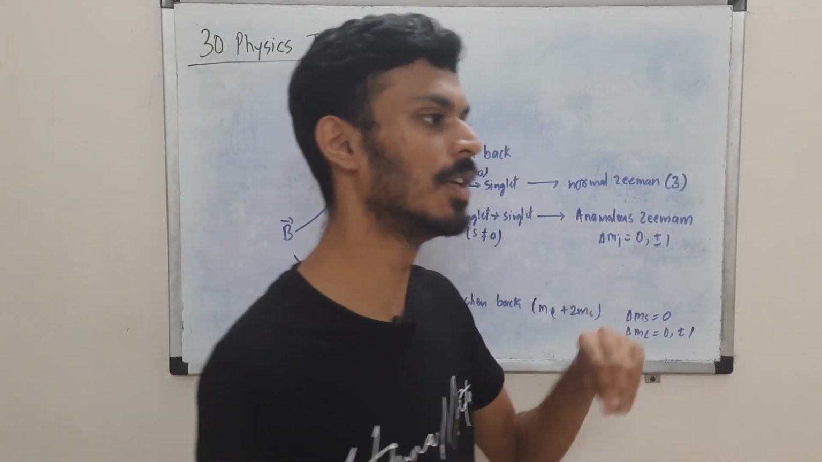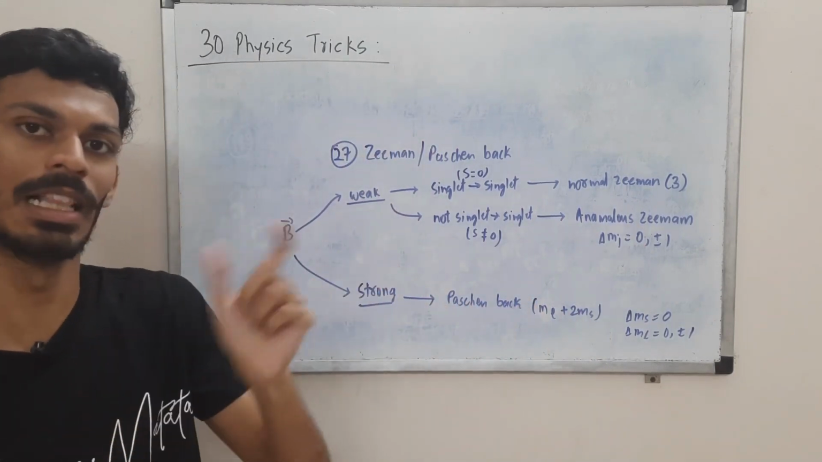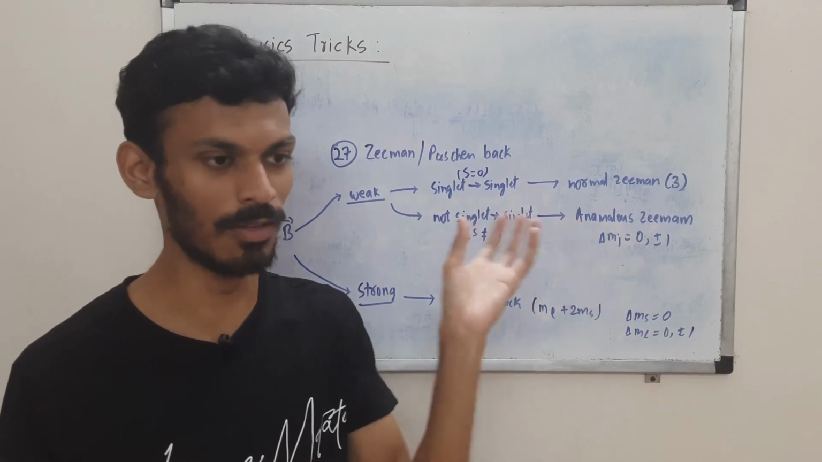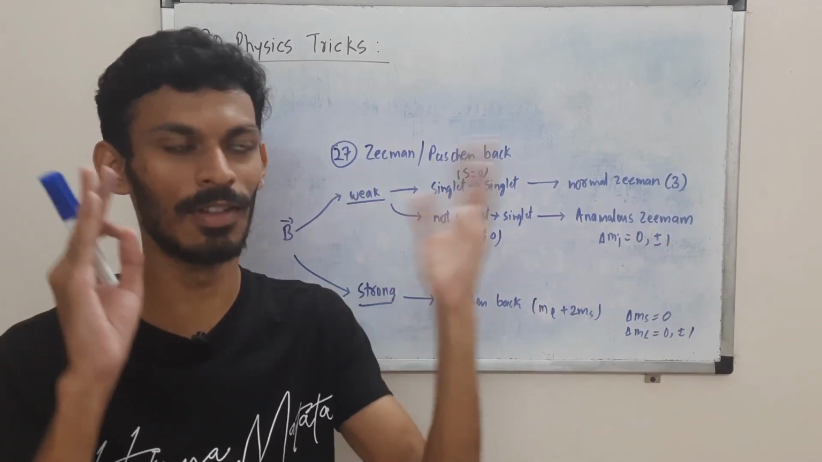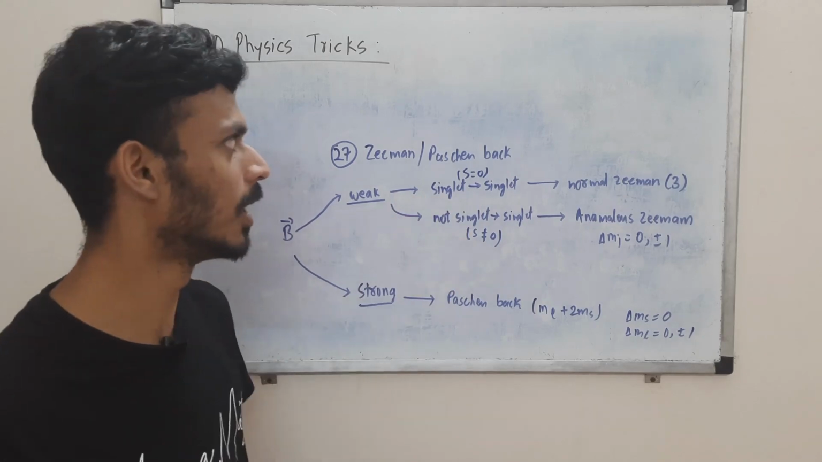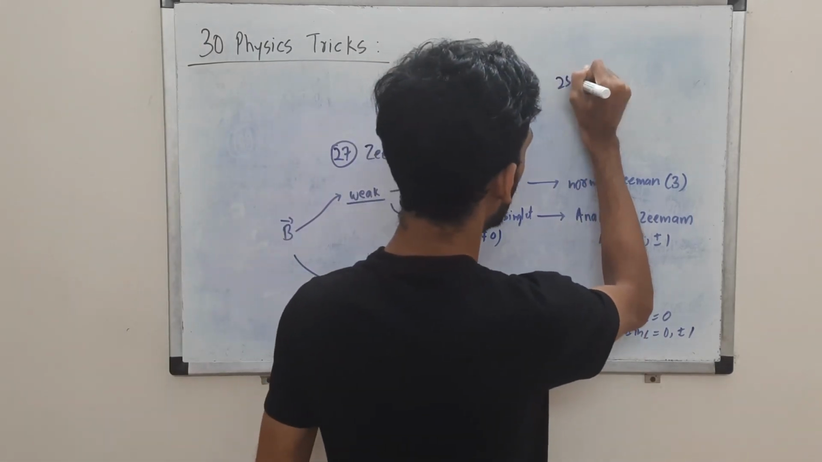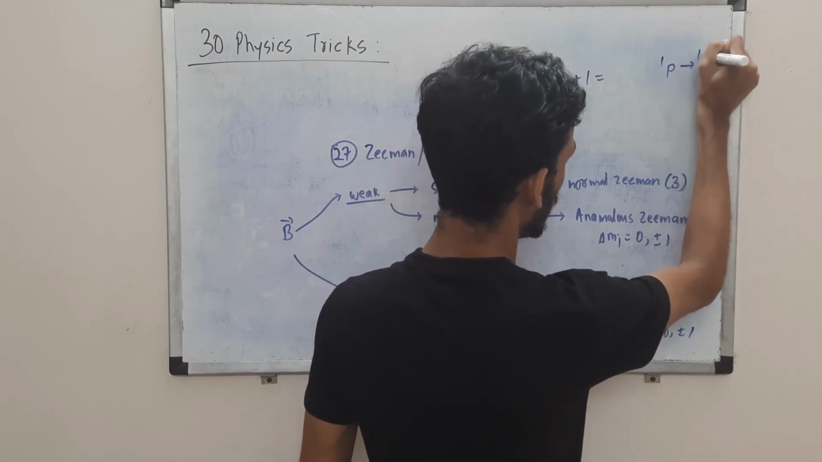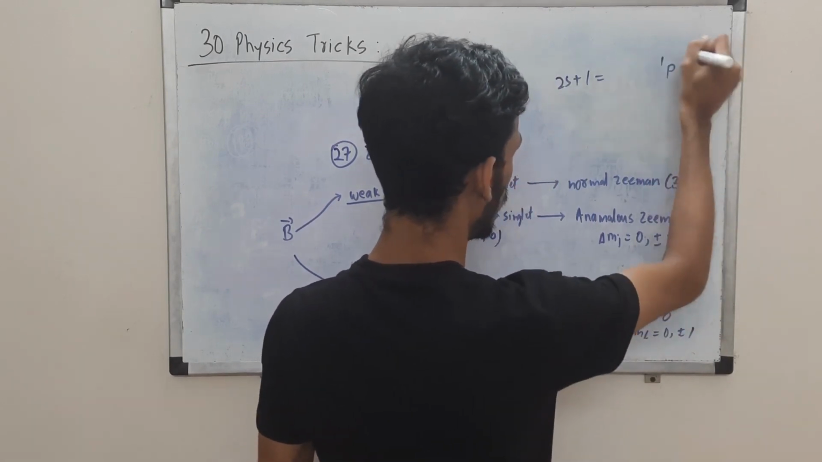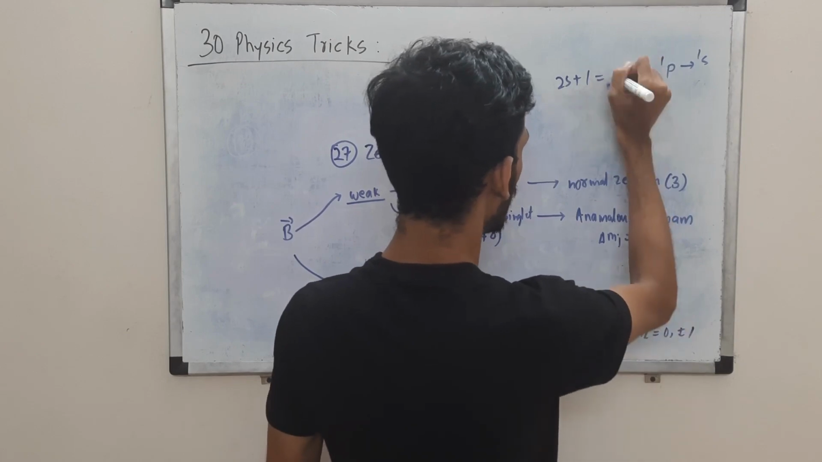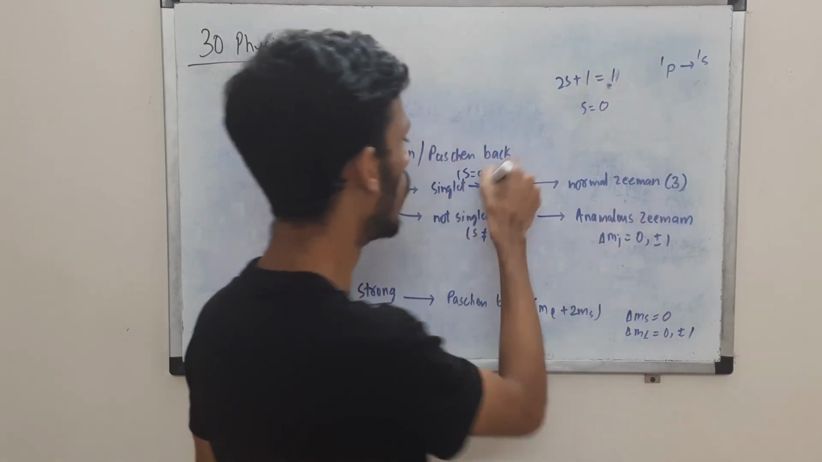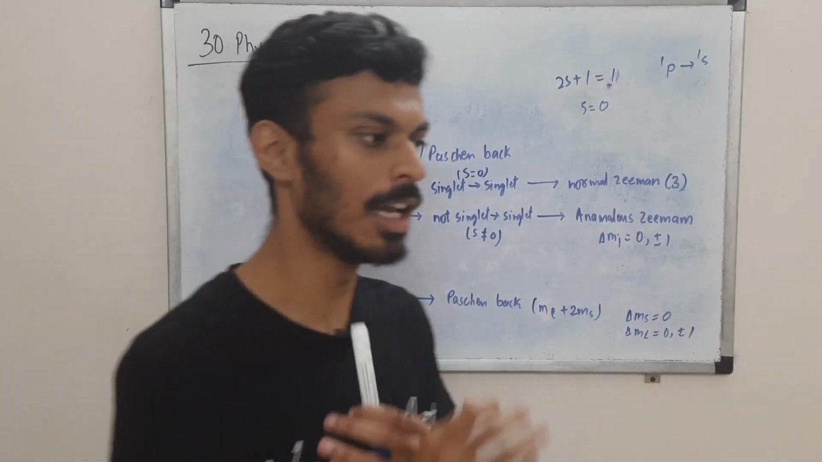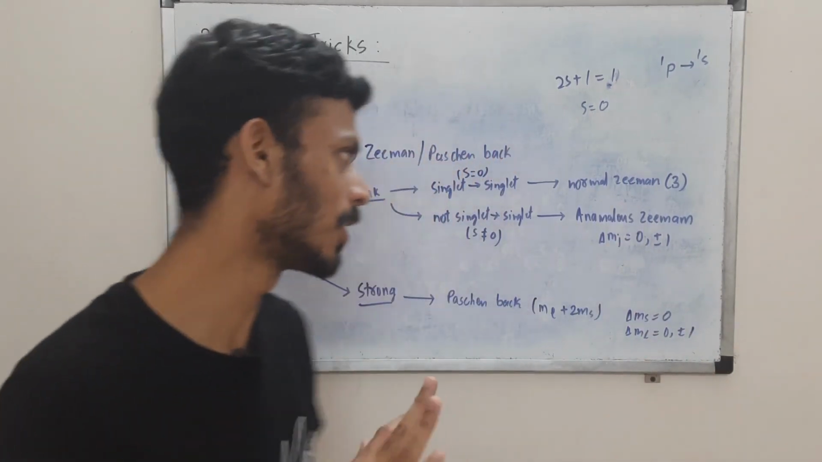Normal if the transition is from singlet level to singlet level, like 1D to 1P, or 1P to 1S. When S is 0, 2S plus 1 is 1, that is the multiplicity I was speaking of, like 1P to 1S. So multiplicity is 1, so S is 0. For a singlet to singlet transition, it is the normal Zeeman effect, you don't have to do anything, three lines will be obtained. So that's your answer.